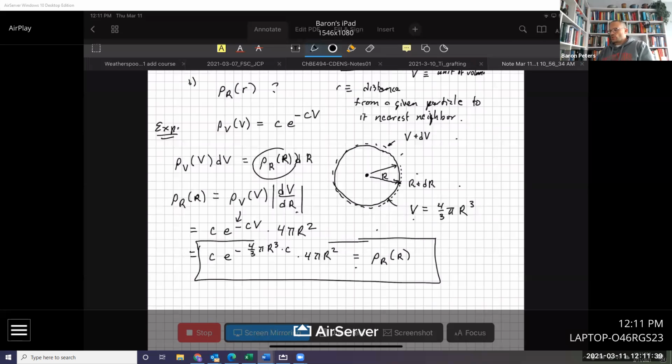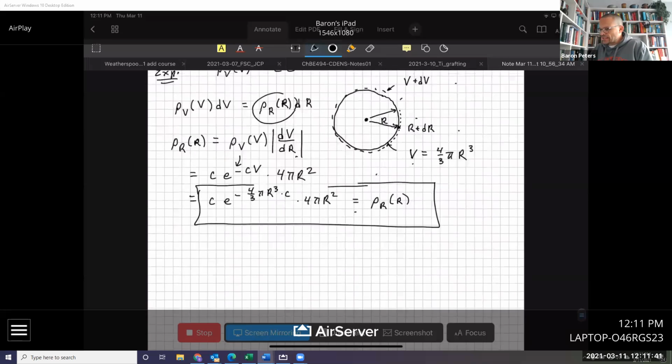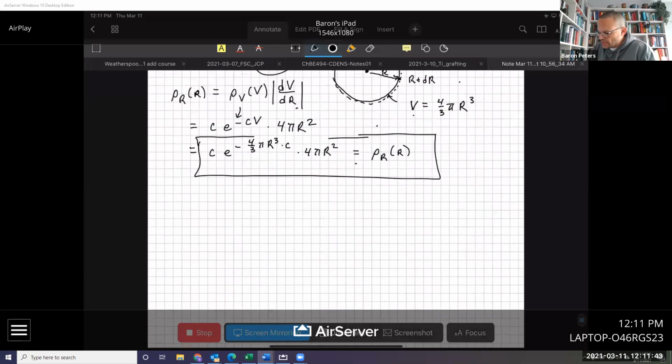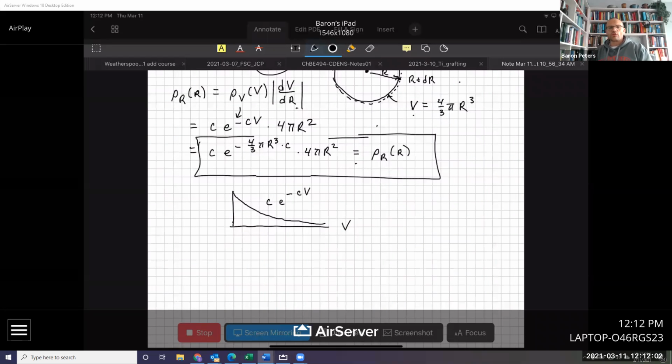Okay, so what does the density as a function of r look like, and what does the density as a function of V look like? When we plotted it in terms of V, I had an exponential decay. So this was C e to the minus C V. That's the probability density to find the first particle within a volume V around my tagged particle at the origin.